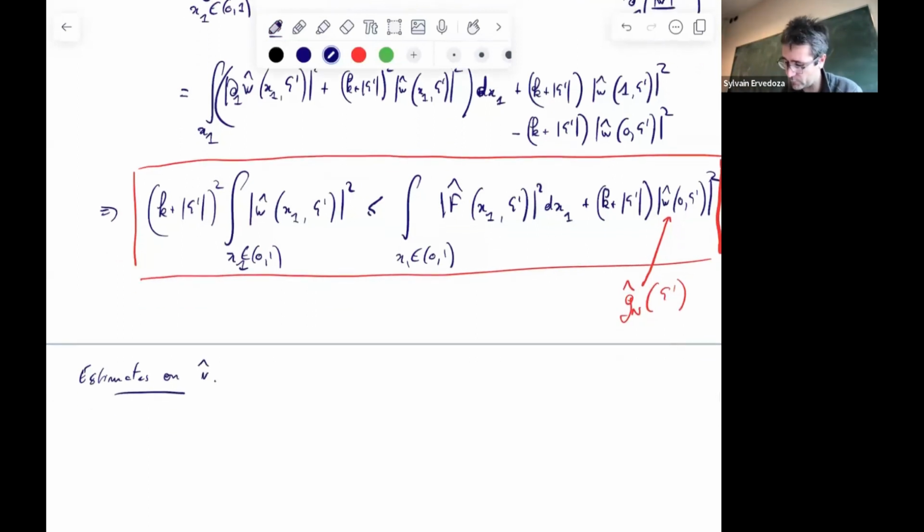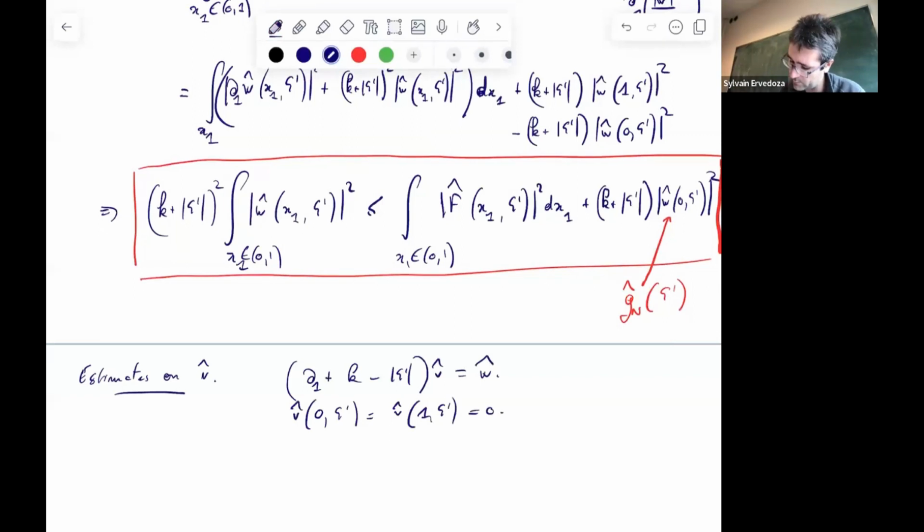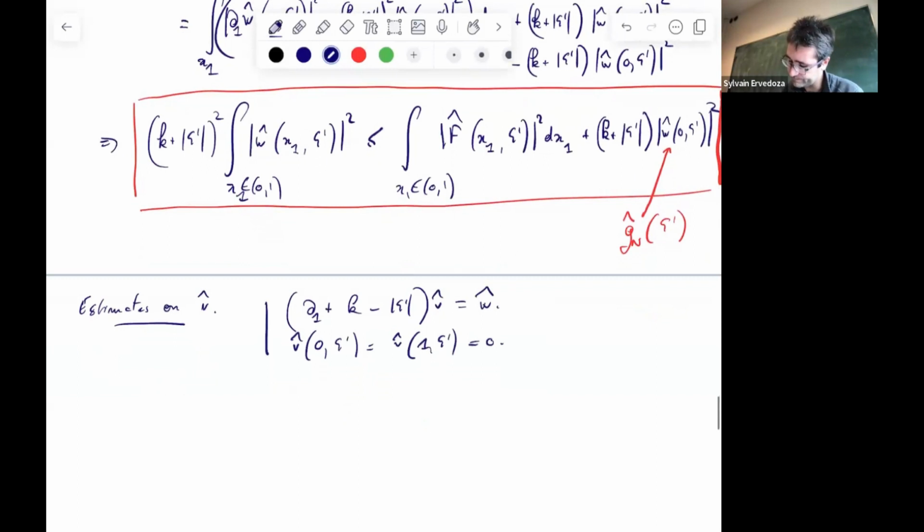So in order to do that, you do the same. Remember that you have an equation like this: d1 plus k minus psi prime of v hat equal to w hat, and you have two boundary conditions, v1 of 0 psi prime equal to v1 of 1 psi prime equal to 0. So again you have some kind of compatibility conditions on w hat to guarantee the existence of a solution to this equation. But then to get an estimate, you simply take the square of both sides and integrate in x1.